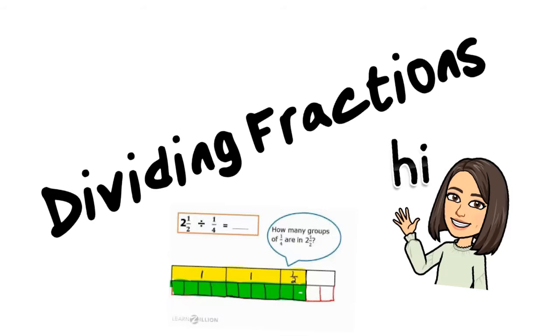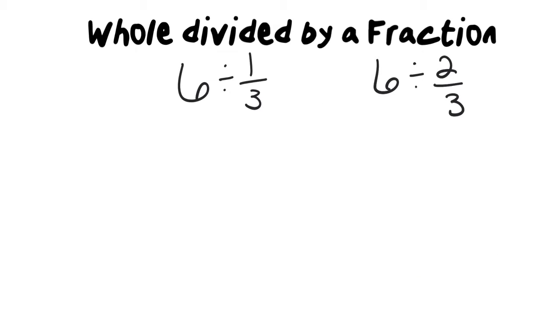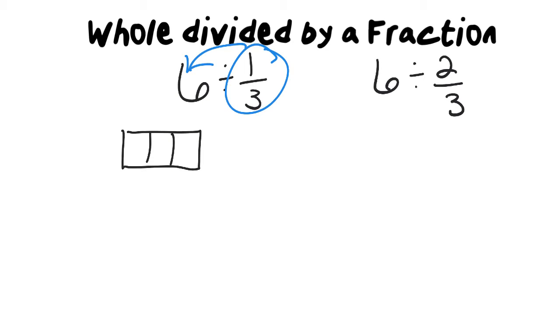So let's get started. Okay, so let's take a look back at what we've already learned this year. So we've learned how to divide a whole by a fraction. So we have to think, if I have 6 wholes, I'm not going to draw all 6 out. I'm just going to draw one. And I divide that into thirds. Because remember, division means how many of these will fit into here.